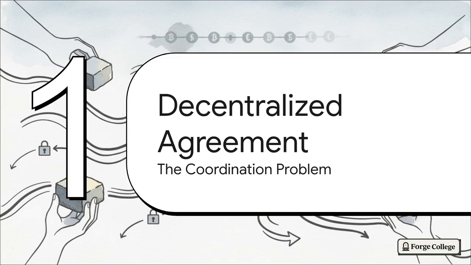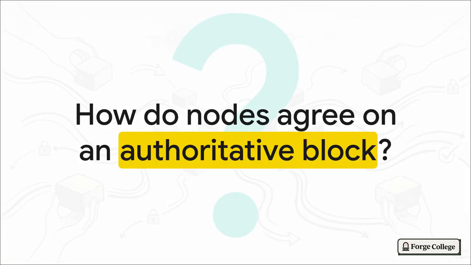Okay, Section 1, the decentralized agreement problem. Imagine trying to run a massive global company, but there's no CEO, there's no board of directors, no management team at all to enforce the rules. How on earth do thousands of competing, totally independent computers agree on a single shared history of transactions? That is the major technical hurdle we have to clear here.